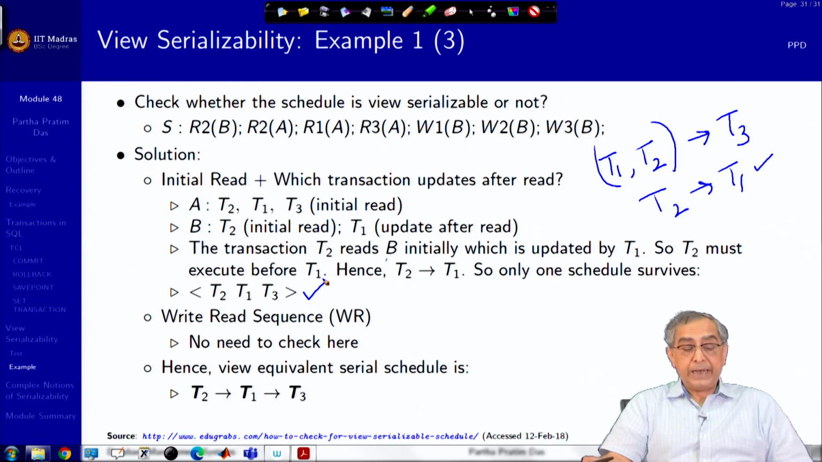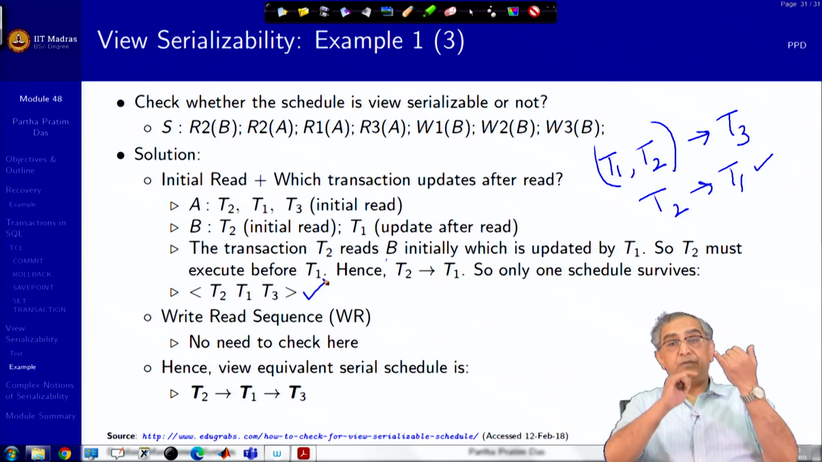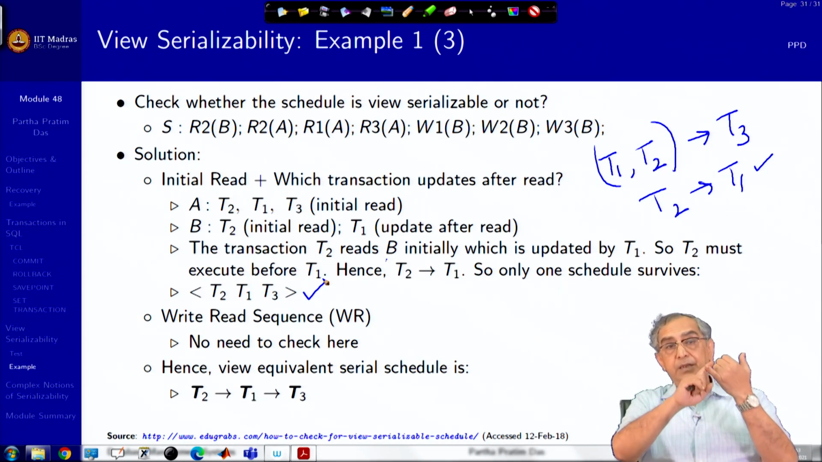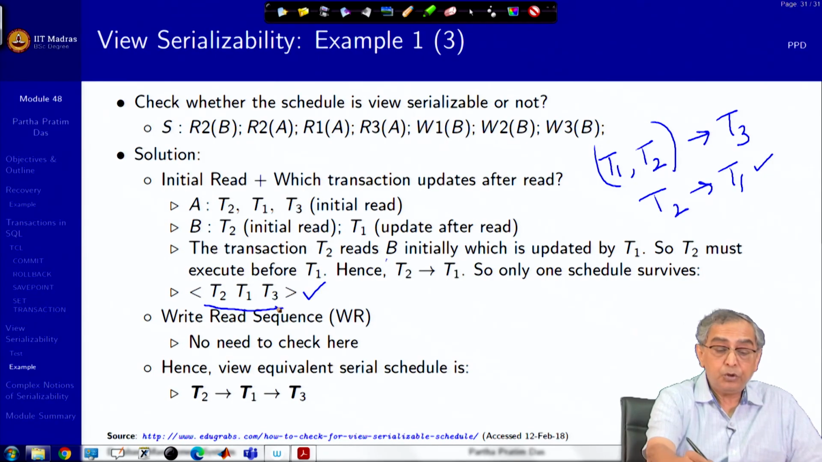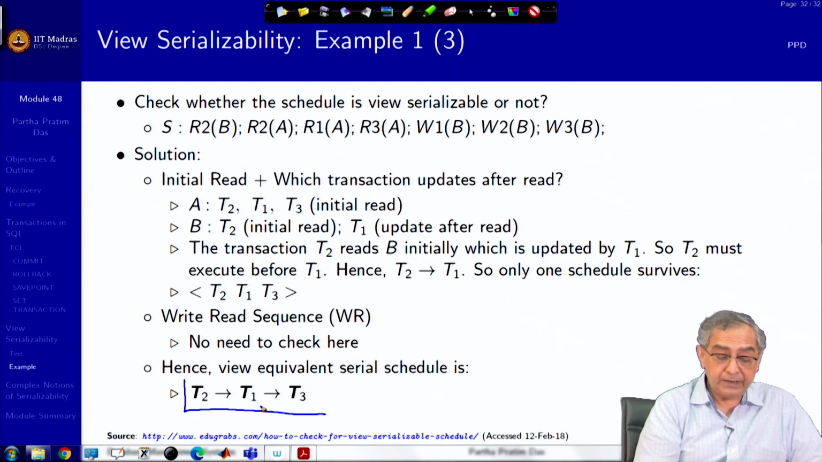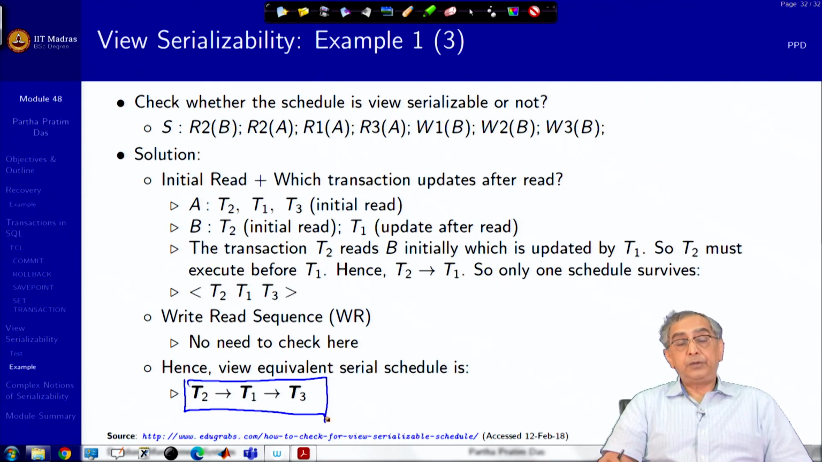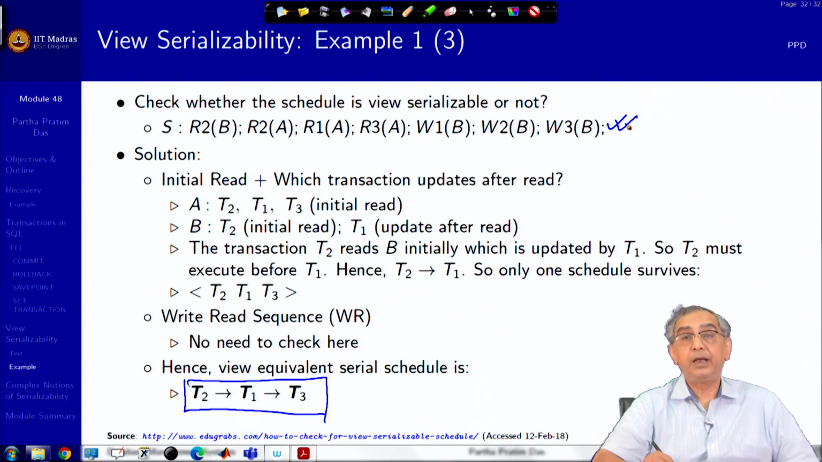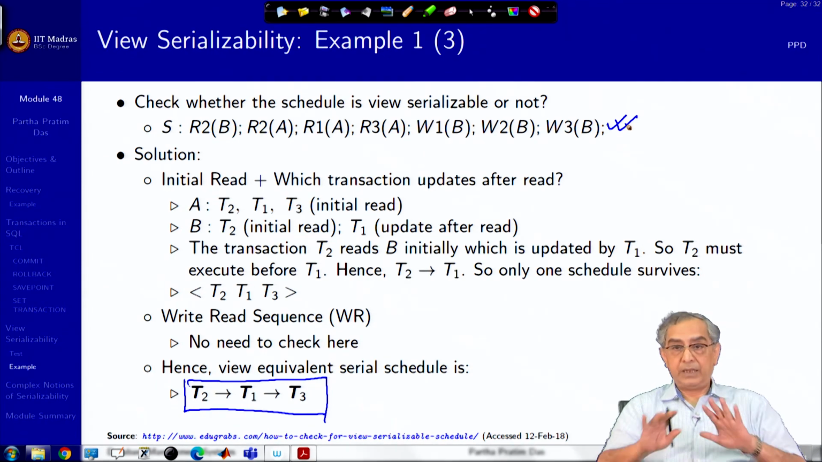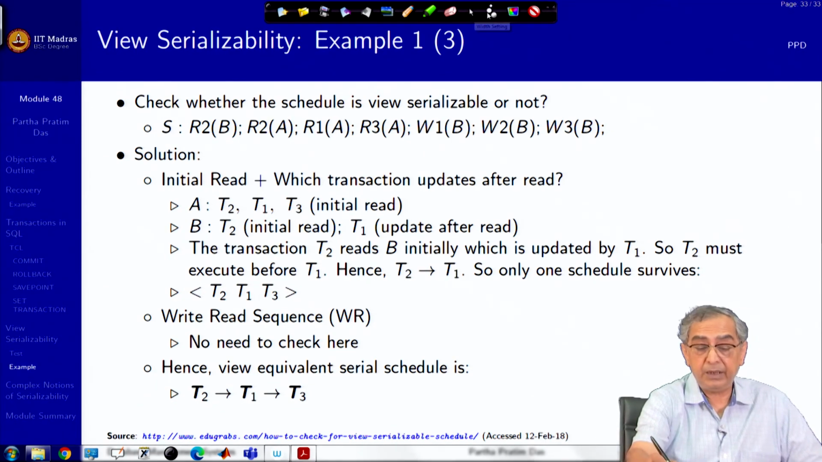There is no write-read sequence further to check. So, we have satisfied the final write condition, the initial read condition and the write-read pair condition. So, this survives. My final serial schedule to which this particular schedule is equivalent is T2, T1, T3. Therefore, this schedule is serializable. So, that is how view serializability works.